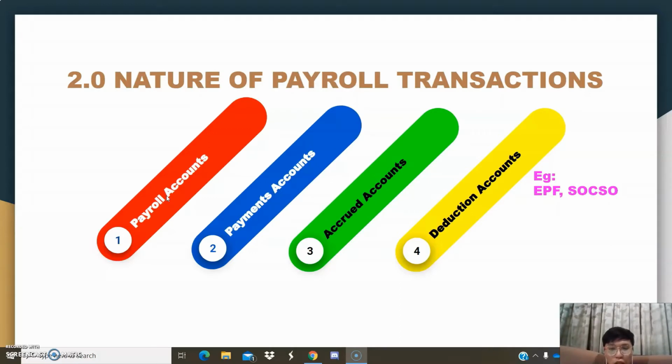Here are two examples of deduction accounts. The first one I will talk about is EPF, the Employees Provident Fund. It is a body established under federal law to manage the compulsory saving plan and retirement plan under the control of the Ministry of Finance. Under this policy, employers are required to open a savings account in EPF for every Malaysian citizen employed.